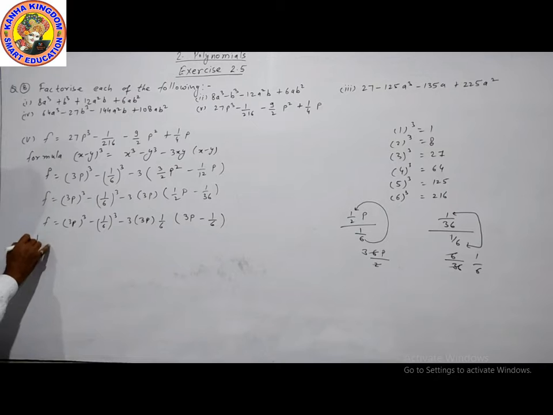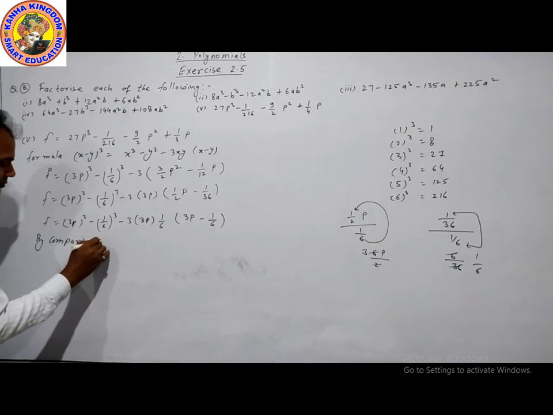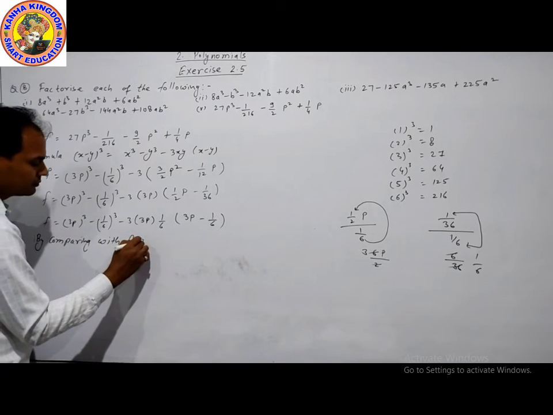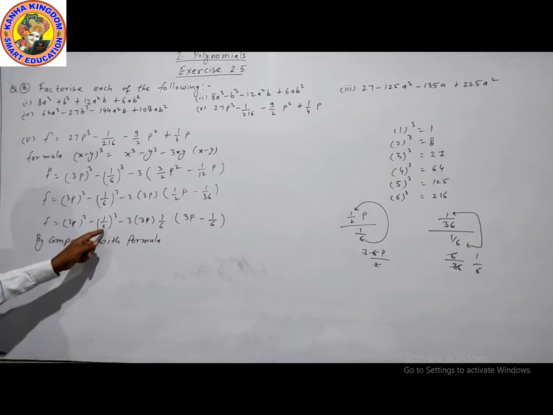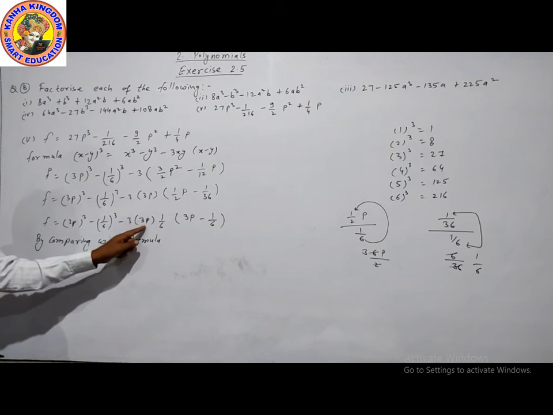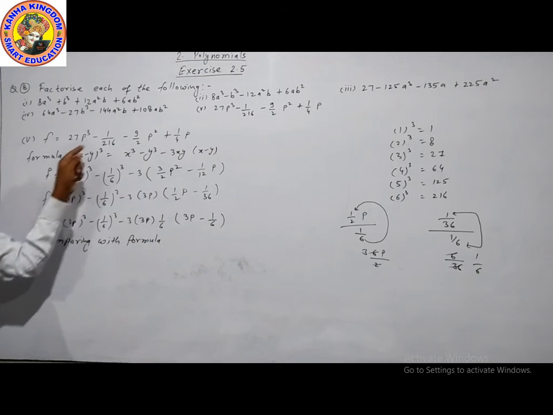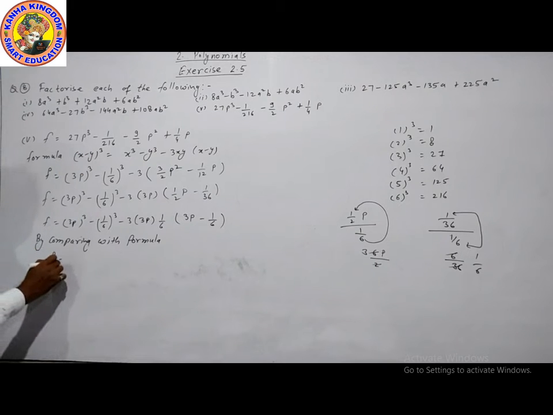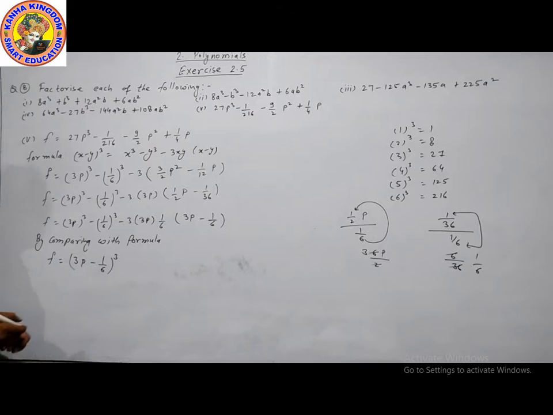Now by comparing with the formula x cube minus y cube, x is 3p, so 3p cube, y is 1 by 6, minus 3, this is x, this is y, x minus y. The solution is x minus y cube. Then the given equation's solution is x minus y cube. This is our solution. Let's begin from this.